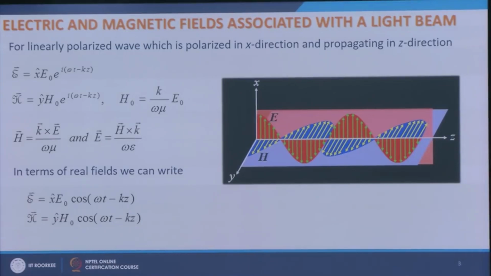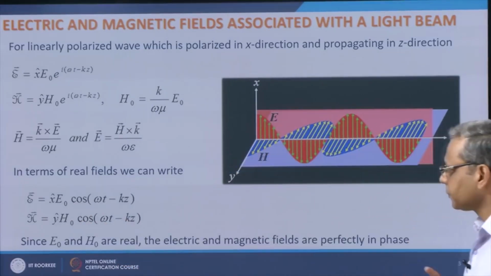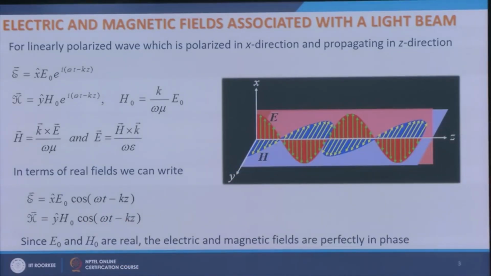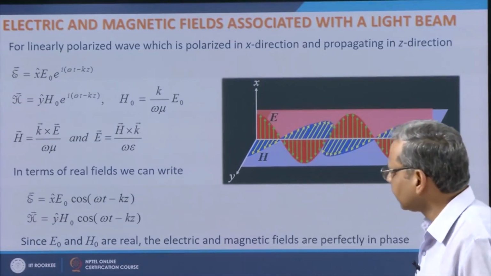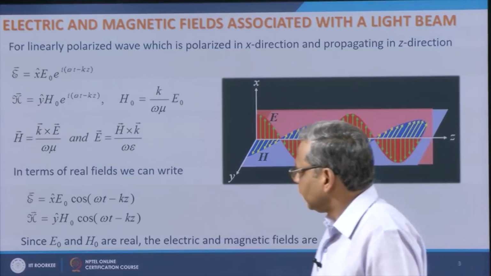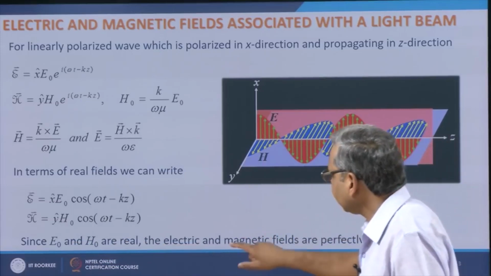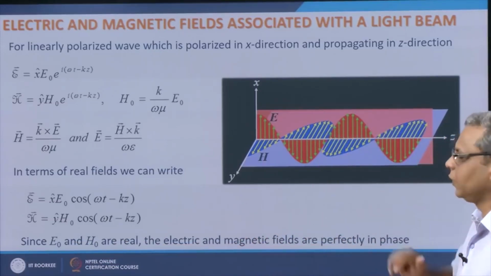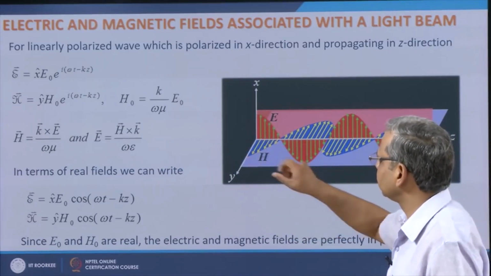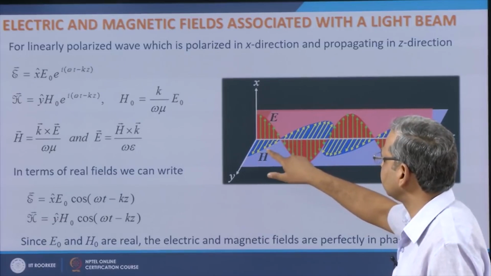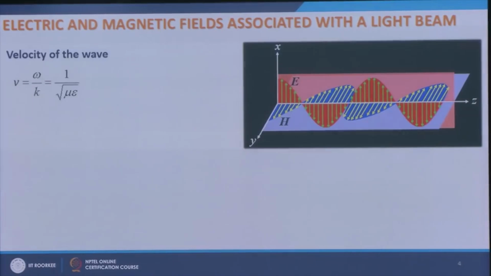What I can notice here is that these E0 and H0 are real, and since they are real, because it is a dielectric, lossless medium, the electric and magnetic fields are perfectly in phase. So when E has a maximum, H also has a maximum. When E goes down to 0, at the same instant H also goes down to 0. So they are perfectly in phase.